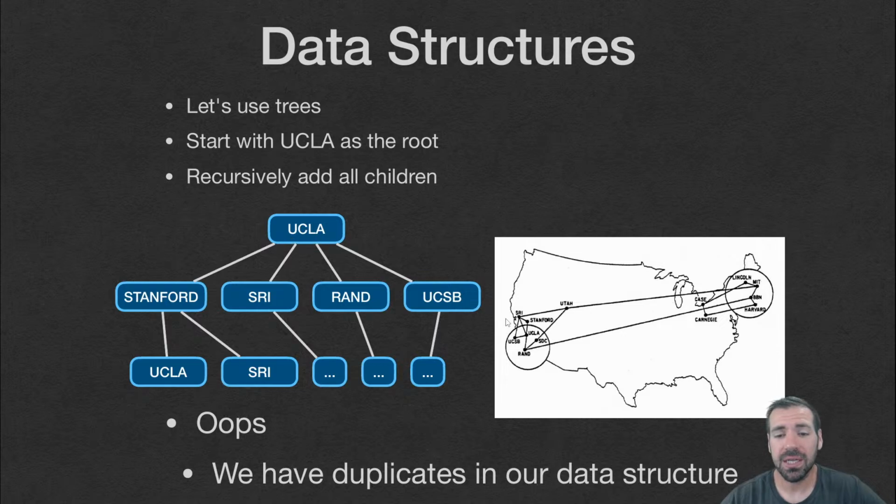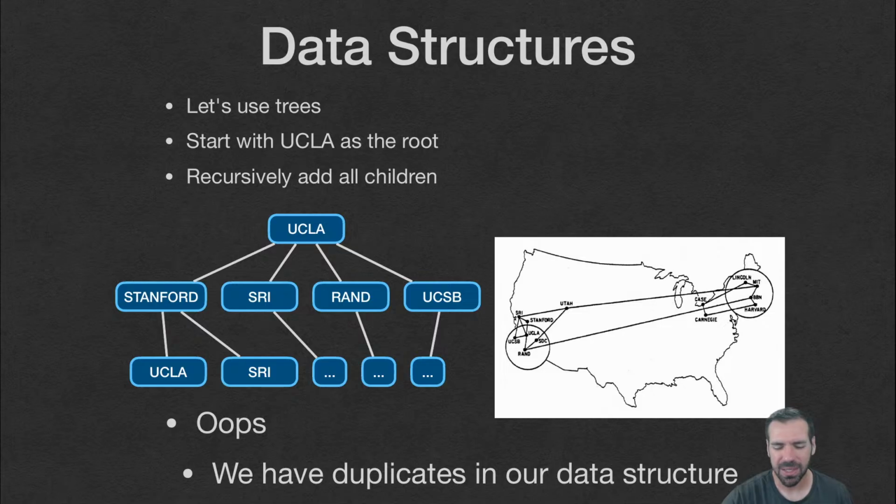So let's use a tree. Let's just pick one of these nodes as the root of the tree. I'm going to pick UCLA. And all of the other nodes are going to be child nodes of that node. And we can't use our binary trees anymore, so we have to use something else.